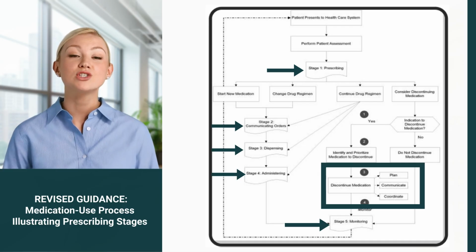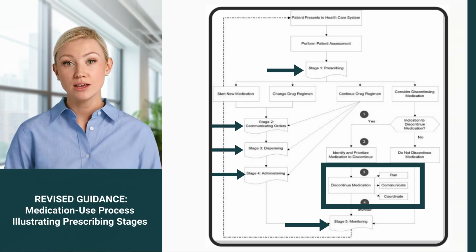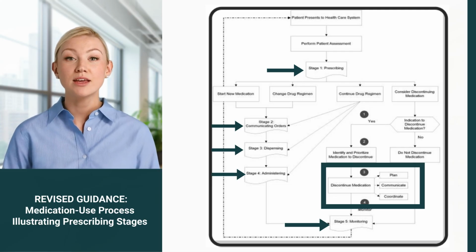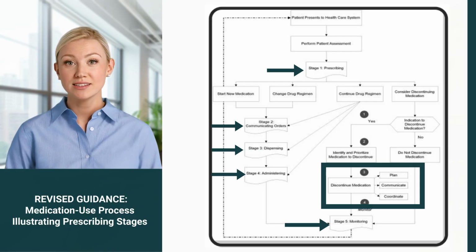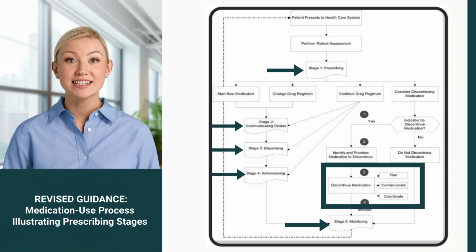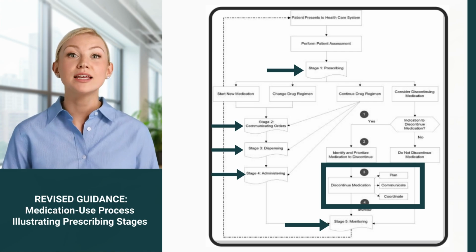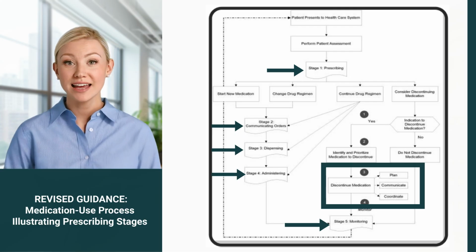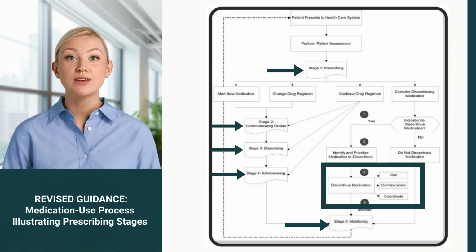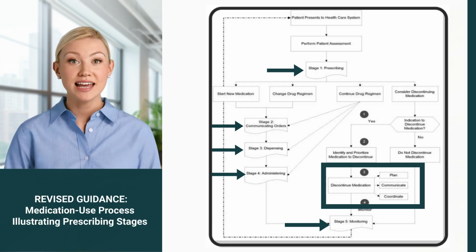The steps associated with starting or changing a medication regimen are well documented, but clinicians must also consider discontinuing medications when appropriate. This may occur when initiating a new medication, changing the drug regimen, or addressing drug-drug interactions. Therefore, prescribing and discontinuing medications are iterative processes that can involve multiple cycles of evaluation and decision-making. The medication use process has been revised to enhance the prescribing stage by explicitly including the discontinuation of medications. This change aims to ensure a more holistic approach to medication management, where the need to stop a medication is considered as important as initiating one.